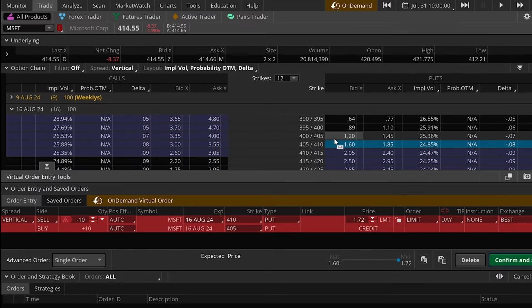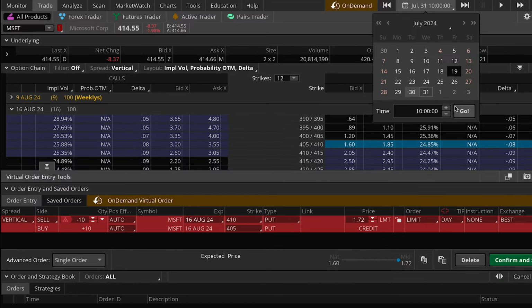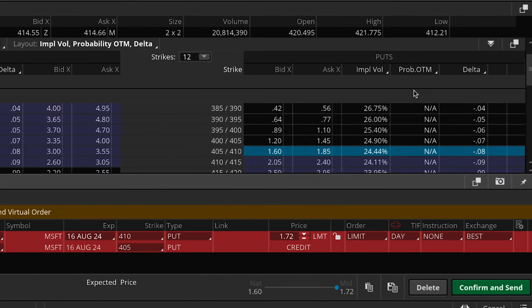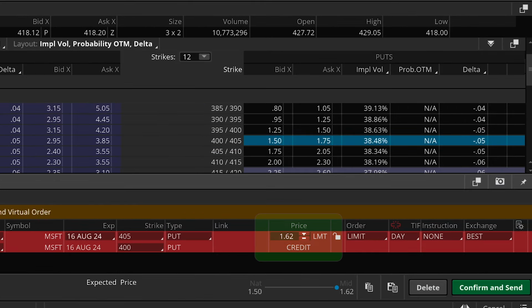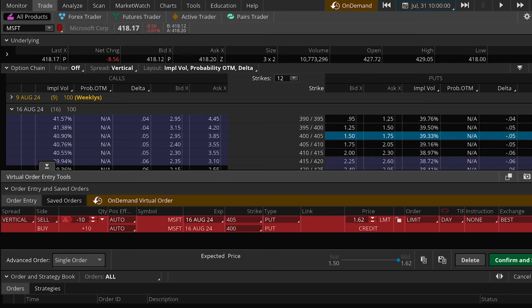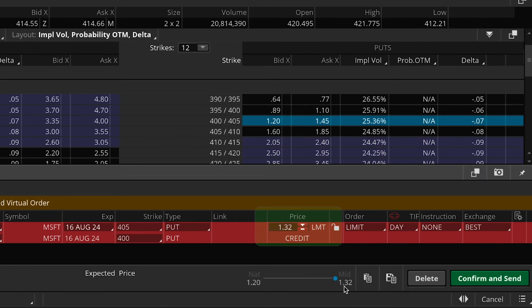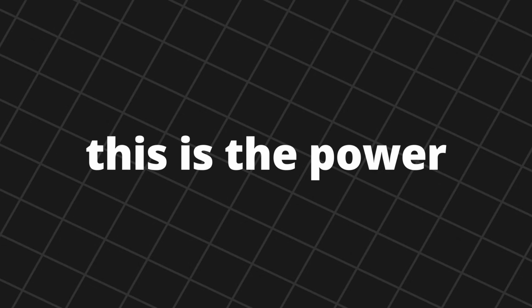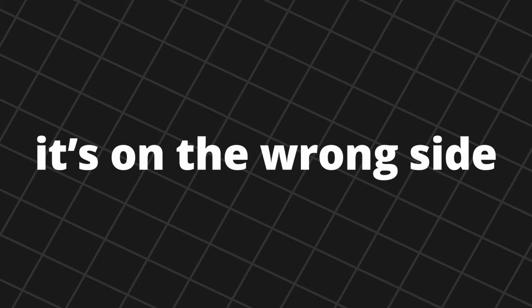So let's do the same example. Let's just go up one spread to 405, 400, just for another example. We're still really aggressive, right? We're at $162 a spread. Let's move it forward 1 day and see what happens. It's at 132 now. So we dropped another $30, even though Microsoft fell by 4 points. This is the power of implied volatility. Even if you sell relatively aggressive, you will end up making money, even if it's on the wrong side.